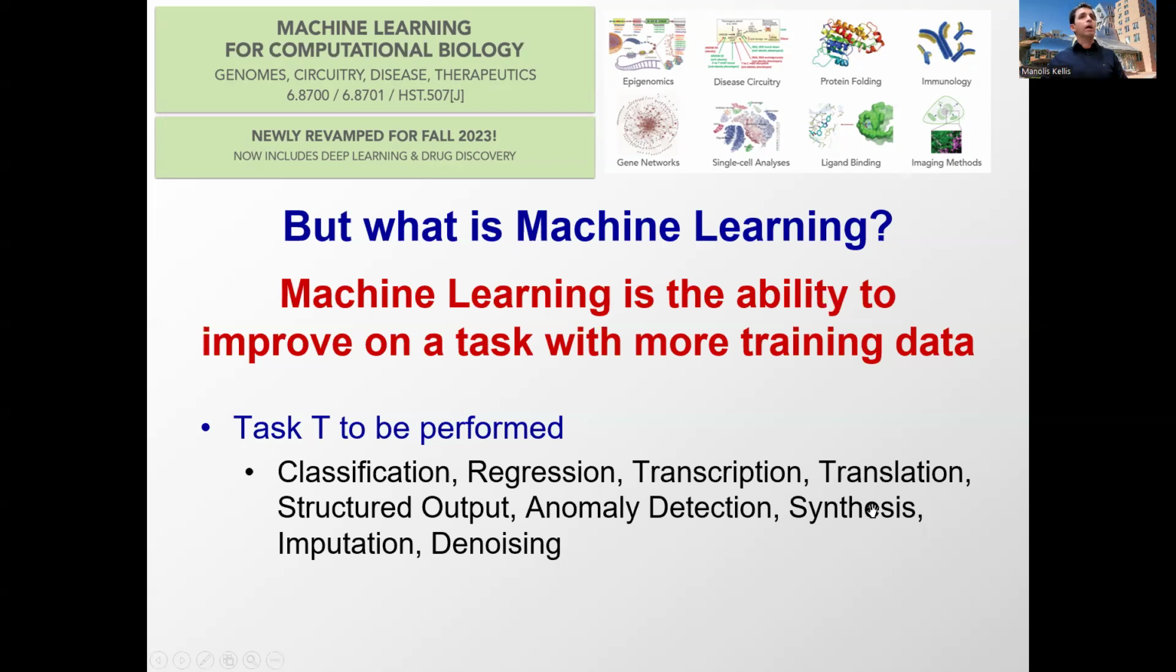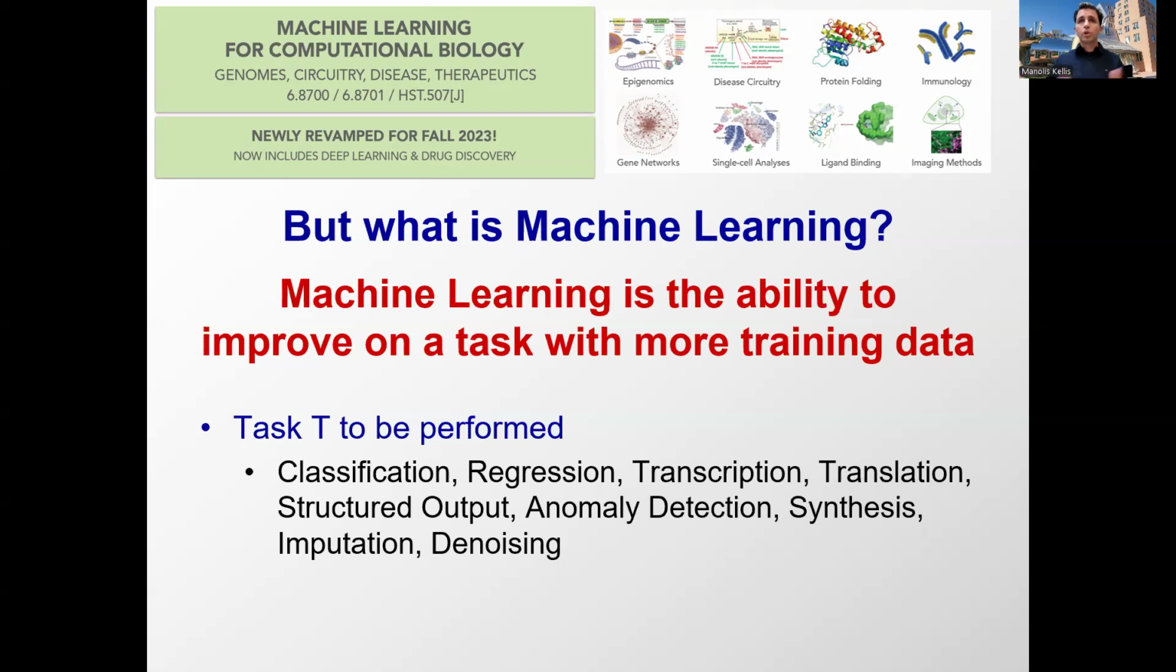Synthesis is about taking a lot of data sets and summarizing them better, inferring something about the field. Imputation means finding missing data and filling it in. And then denoising means finding sources of variation that are not necessarily meaningful, that are non-biological, that are simply, perhaps, technical, and so on and so forth.